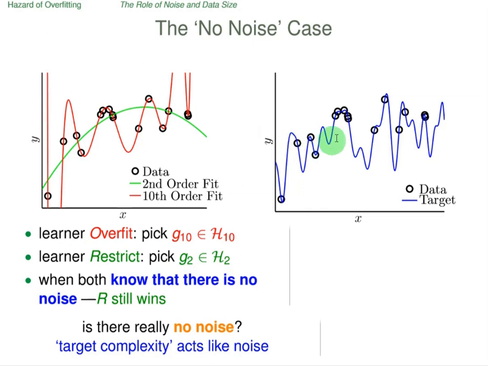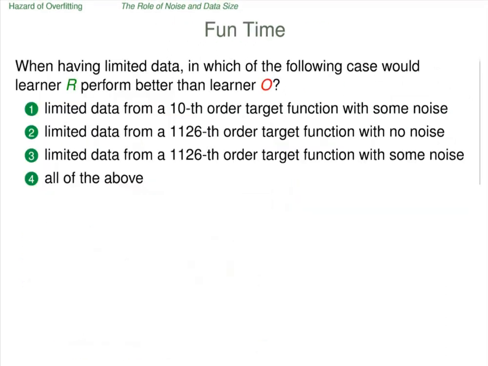So what happens? This is the ideal case, no noise case, and the target function is a 50th order polynomial. And when we fit a 10th order polynomial, we should not be overfitting. However, as we have seen, the restricted second order polynomial still wins in terms of out-of-sample error. So the question is, is there really no noise? Well, in this case, target complexity acts like noise. It can be explained as a different type of noise that is leading to overfitting. Let's take a look at this.